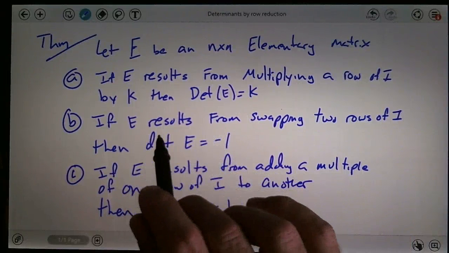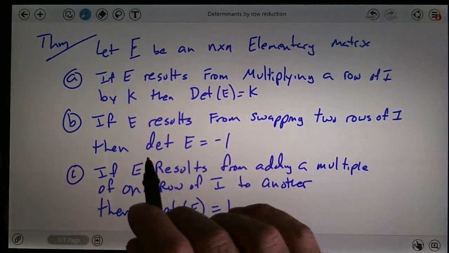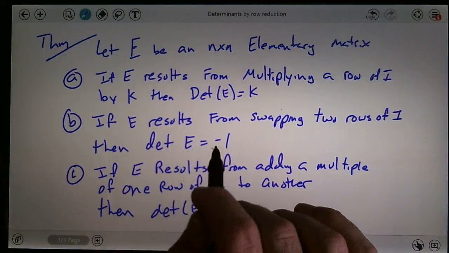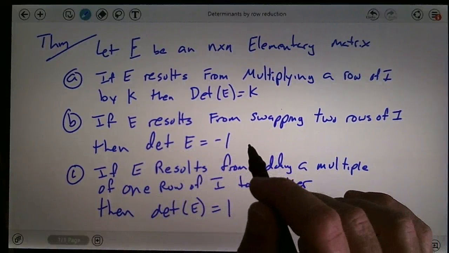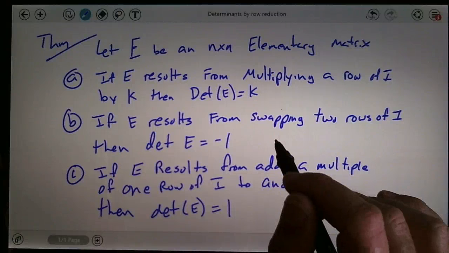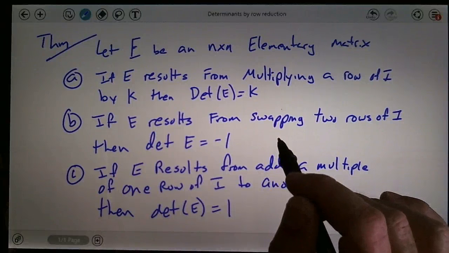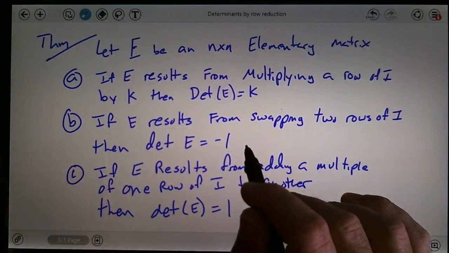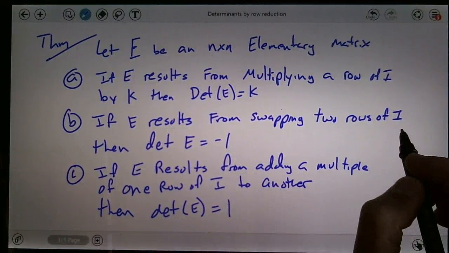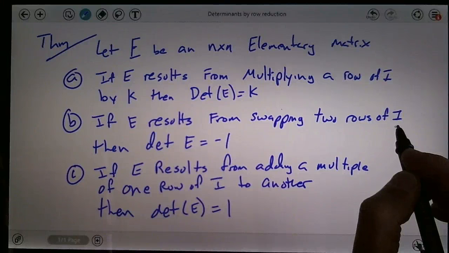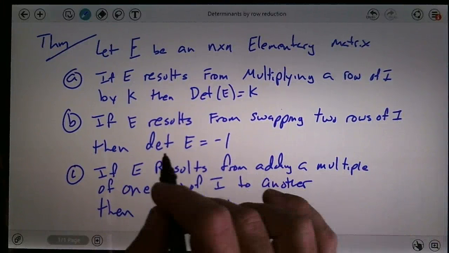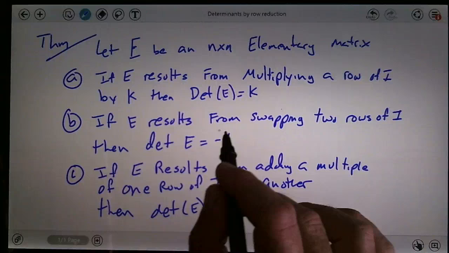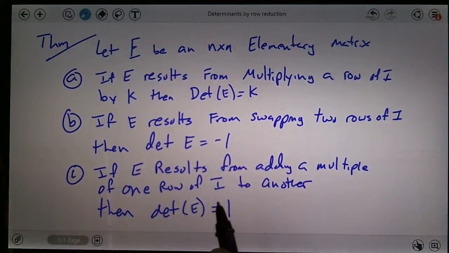Next, if E results from swapping two rows, then the determinant of E is minus 1. Remember, swapping two rows actually made the determinant negative. Whatever it was before, now it's negative. Or the opposite of that, if it was negative, it becomes positive. But in this case, the determinant of I is 1. So when you multiply that by negative 1, you get negative 1. And the determinant of this type of elementary matrix is negative 1.